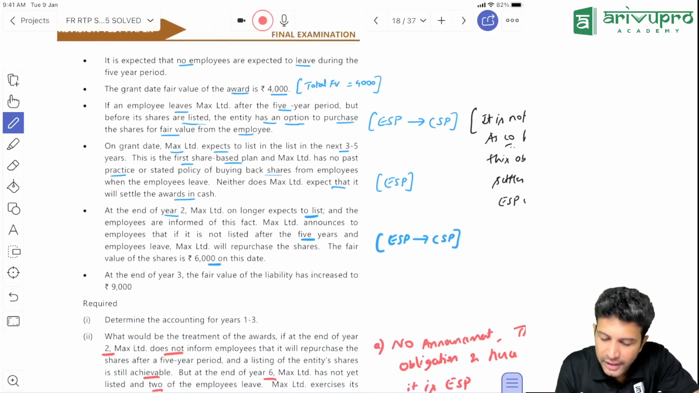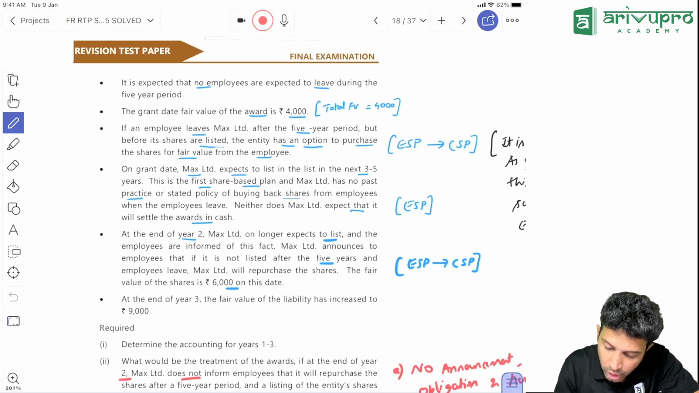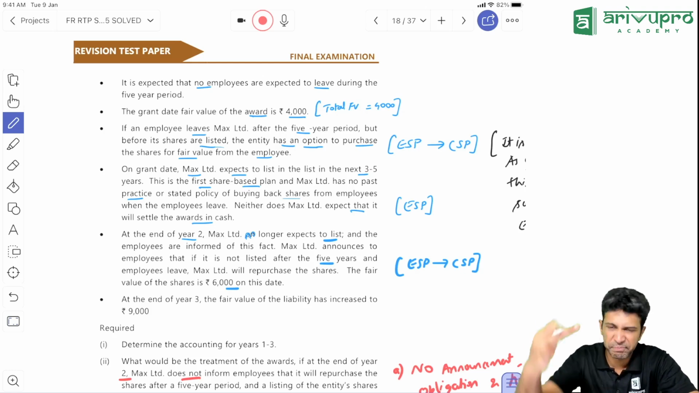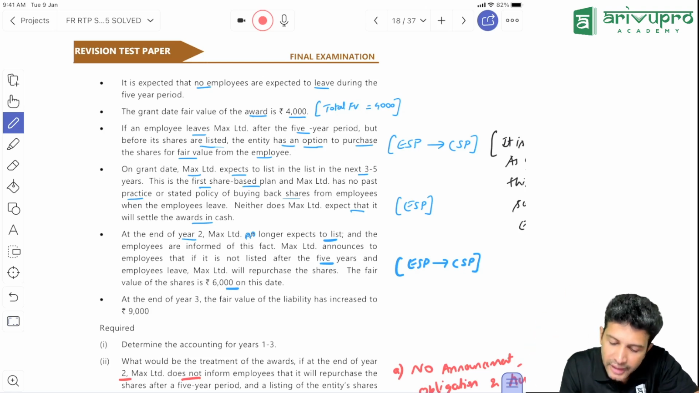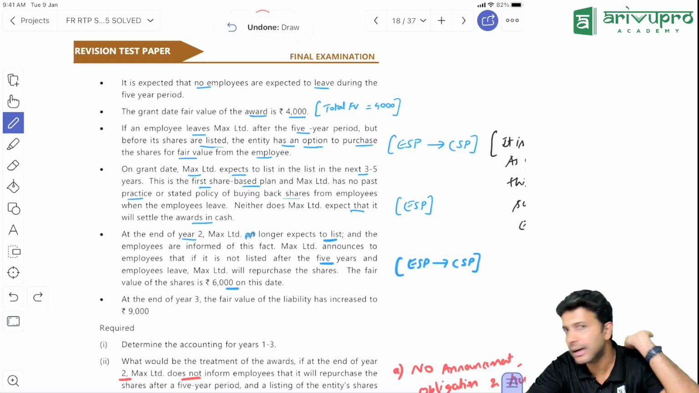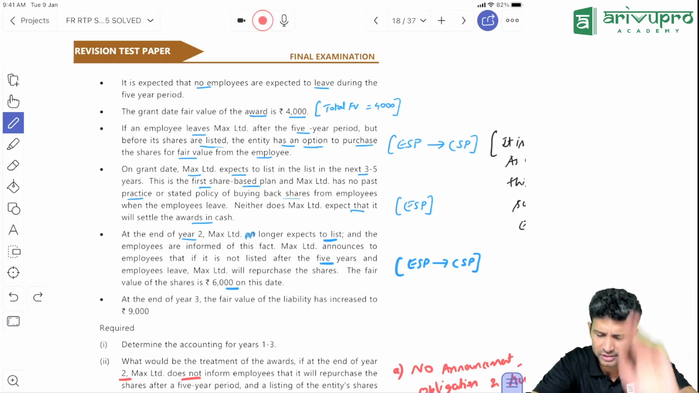Now, at the end of second year, Max Limited no longer expects to list. Typo. Company is saying, second year, now we are in second year ending, we will not get listed. And the employees are informed of this fact. We told our employees that we will not get our shares listed due to whatever reason.